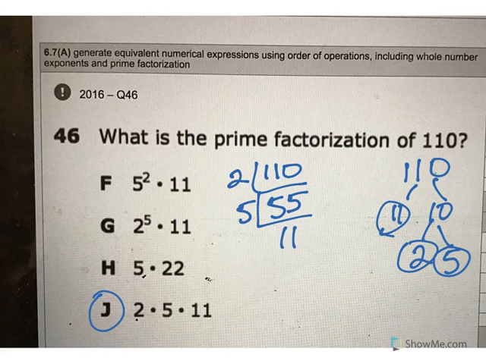All right. Well, that concludes this video on using order of operations and prime factorization. I hope this has made sense.